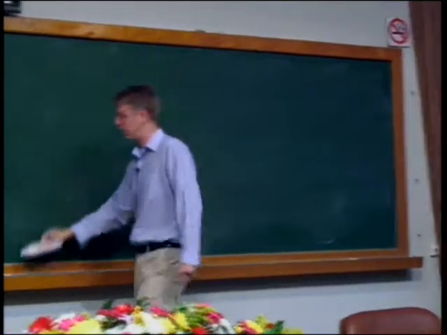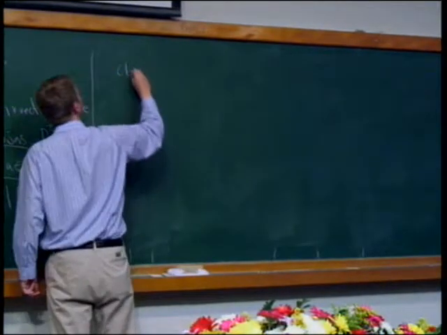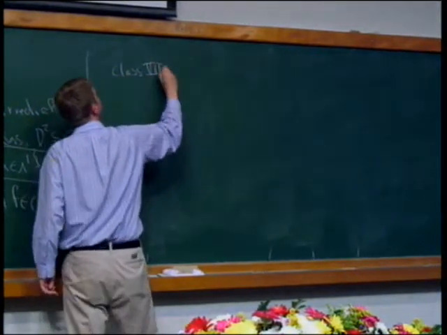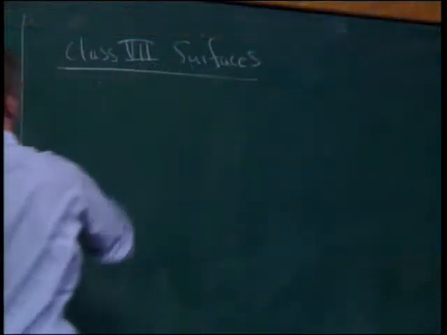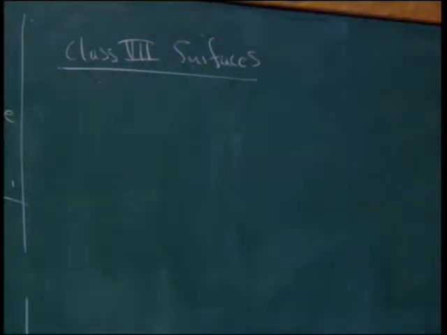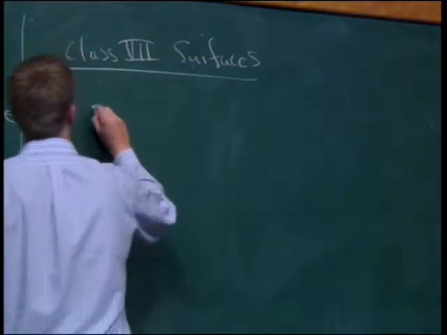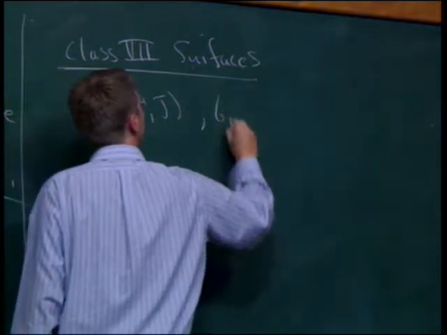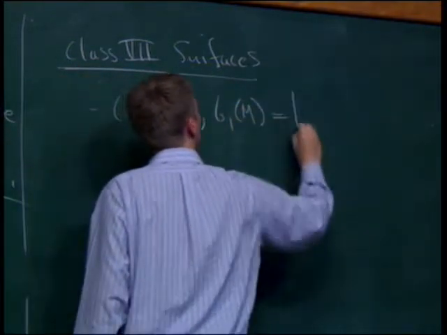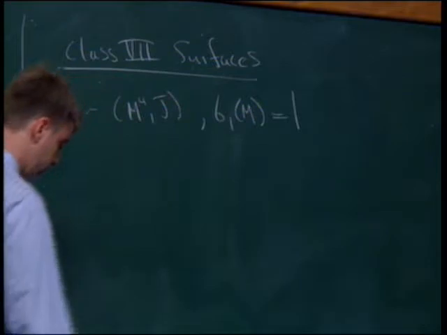So in the last 5 minutes, I'm just going to say a word about these class 7 surfaces. The definition is just it's a complex surface with B1 equal to 1. That's really all you need for the definition.